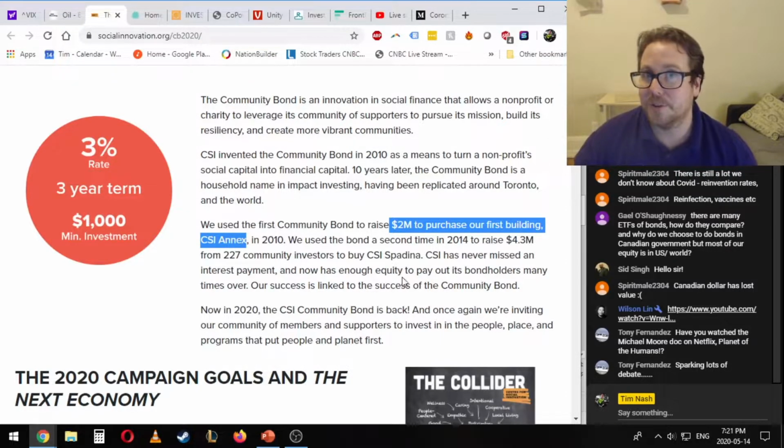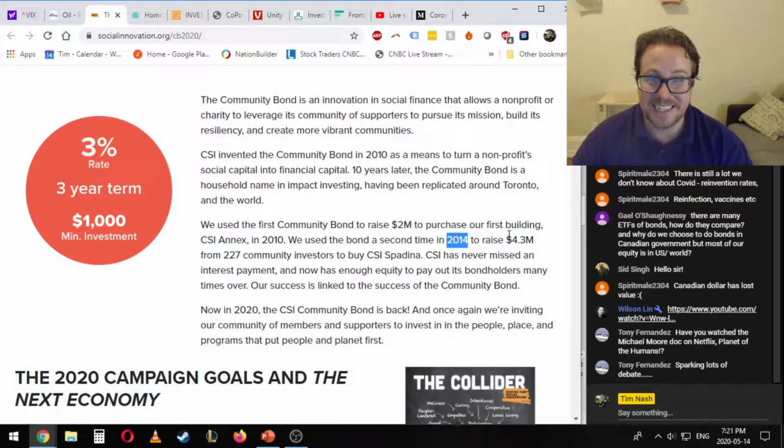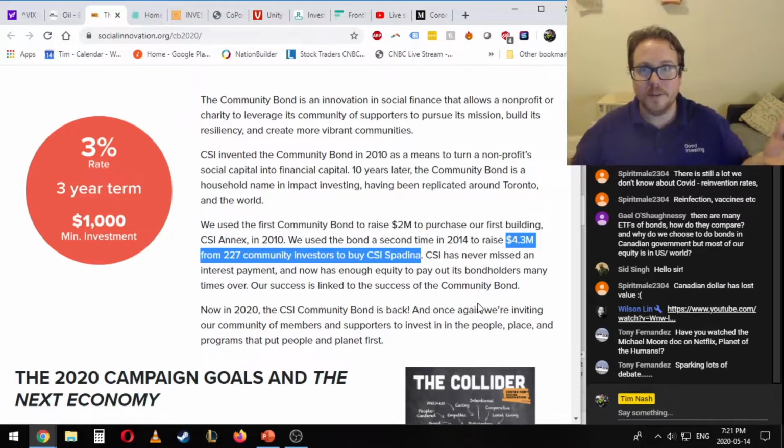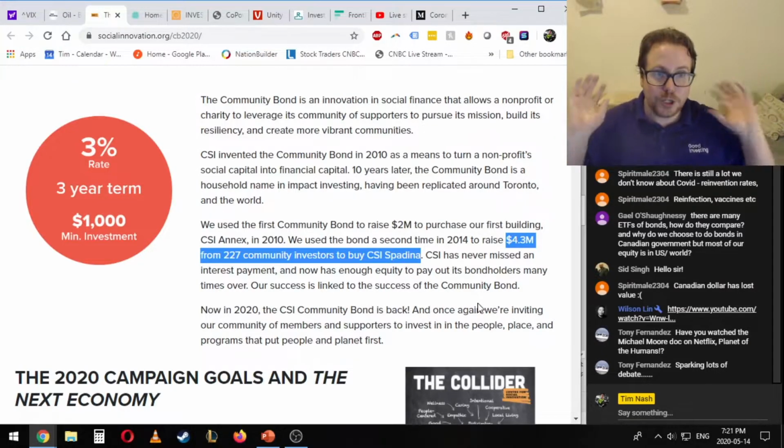So this is on Bathurst Street, just south of Bloor. I think a lot of people have been in there. It's a gorgeous space, right? From there, they did it again in 2014. They raised $4.3 million to buy the building at 192 Spadina, which is incredible. So this is a nonprofit that has now owned 2 giant buildings in downtown Toronto.